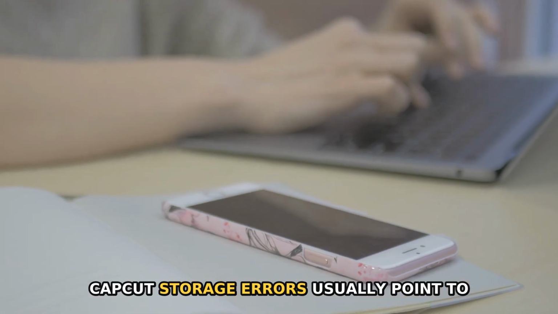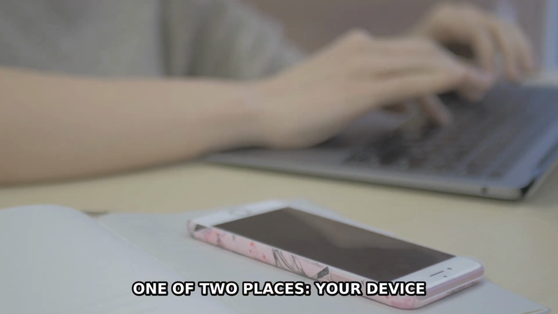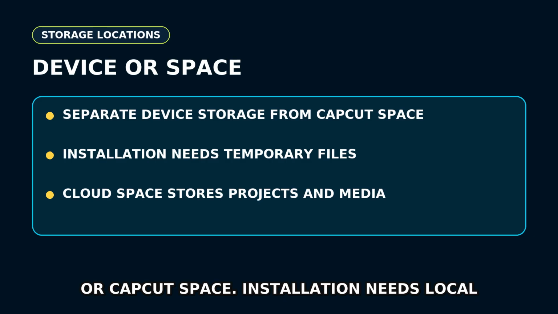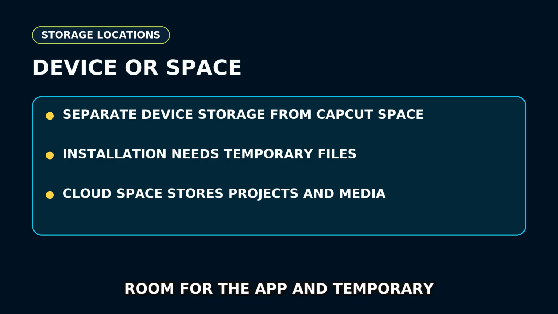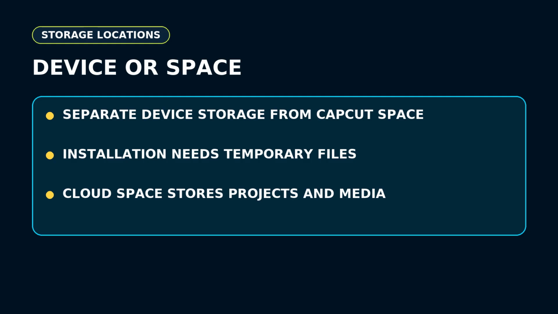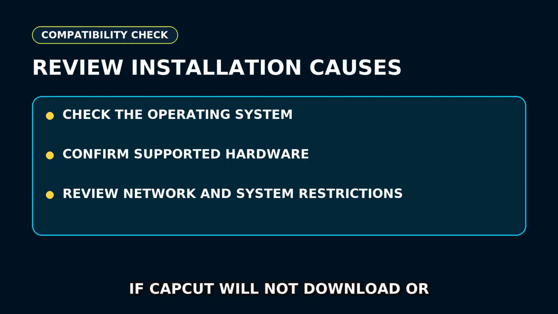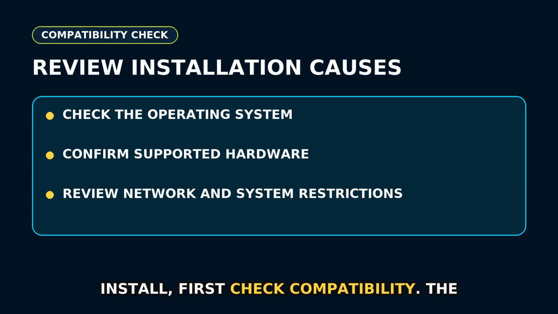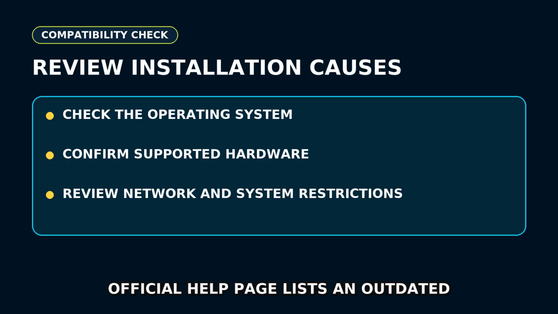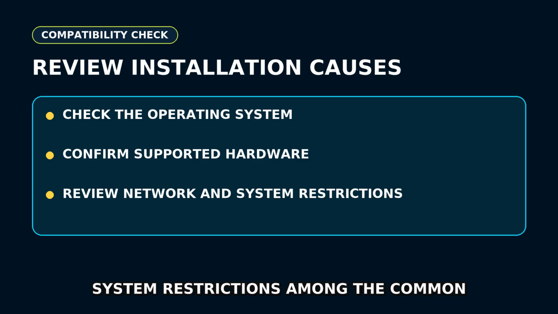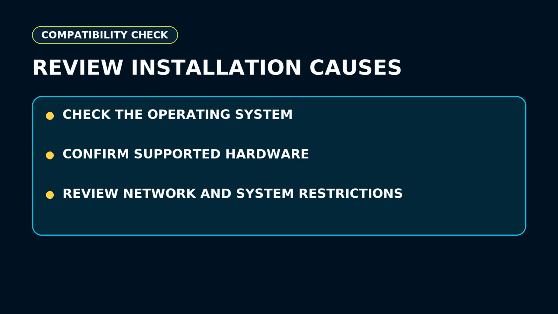CapCut storage errors usually point to one of two places: your device or CapCut Space. Installation needs local room for the app and temporary files, while Space stores projects, drafts, and media in the cloud. If CapCut will not download or install, first check compatibility. The official help page lists an outdated operating system, unsupported hardware, network problems, and system restrictions among the common causes.